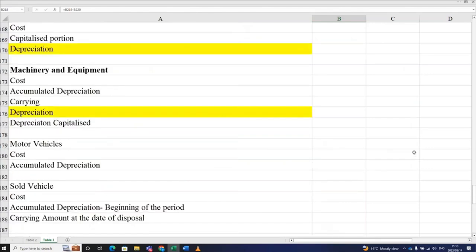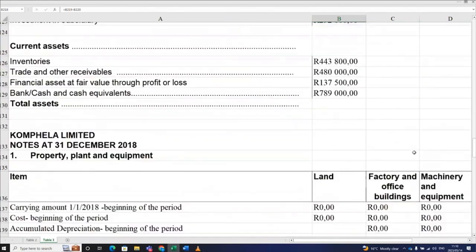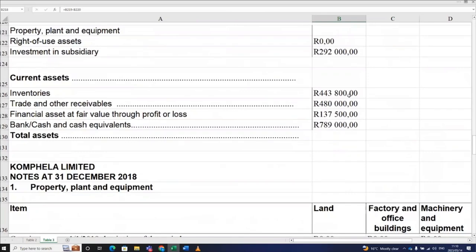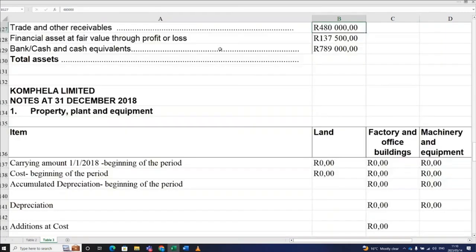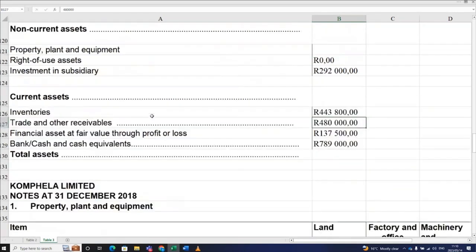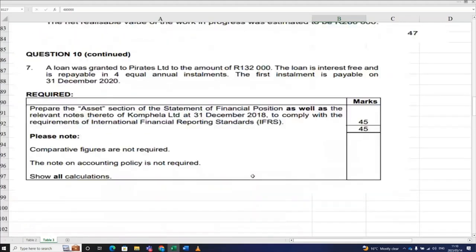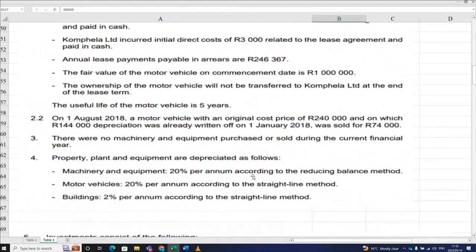Okay, right. Then I just put a formula in there already, but it's essentially adding the work in process and the raw materials to give you an inventory value in the statement of financial position. So now we're done with the current assets. Done quickly, now we can focus on some of the more difficult stuff.